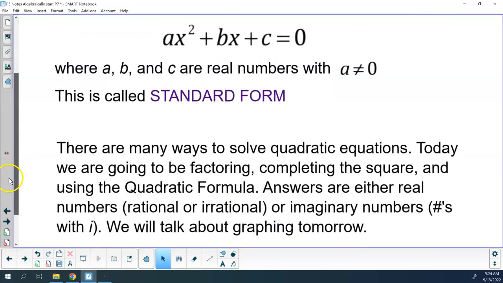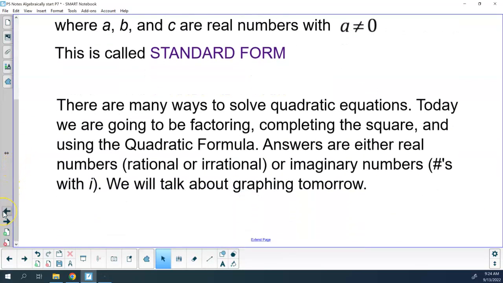There are many ways to solve a quadratic equation. Okay? Today we're going to be factoring. That's one method. We are going to be completing the square. That's the second method. And we're going to be using everybody's favorite, the quadratic formula. That's the third method. Okay? Tomorrow we'll add in graphing. And so that's 4 methods right there. Those are your 4 most common methods for solving a quadratic equation.